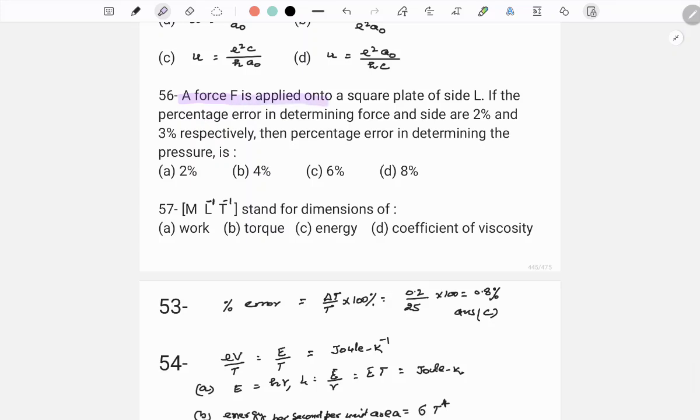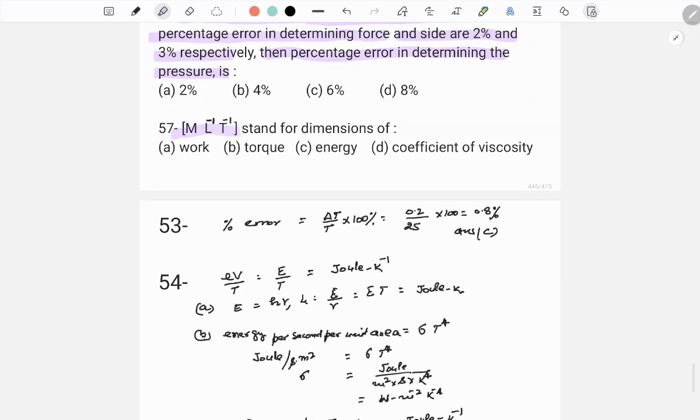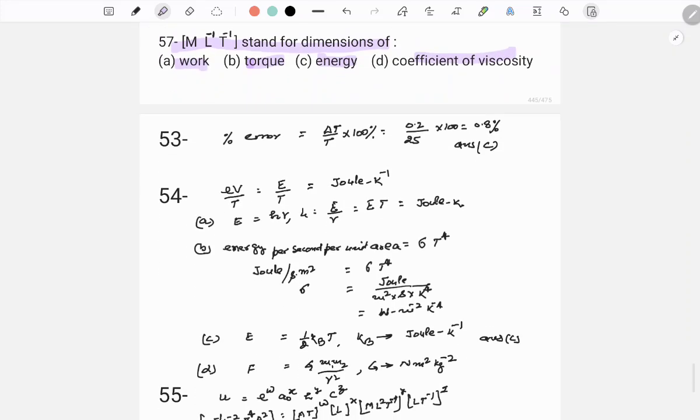56. A force F is applied onto a square plate of side L. If the percentage error in determining force and side are 2% and 3% respectively, then the percentage error in determining pressure is. ml की power -1 t की power -1 stand for dimensions of work, torque, energy, coefficient of viscosity.